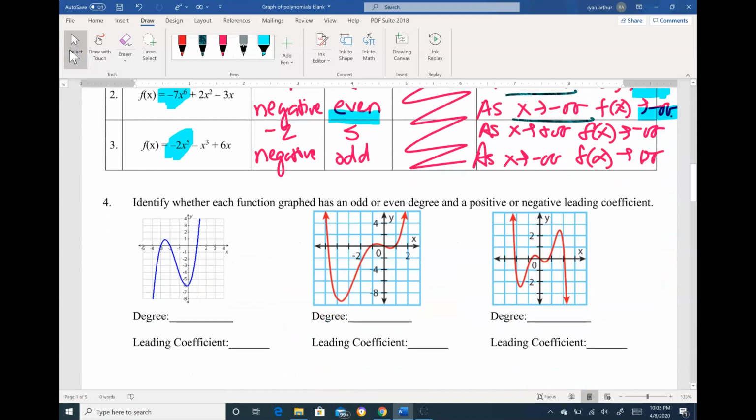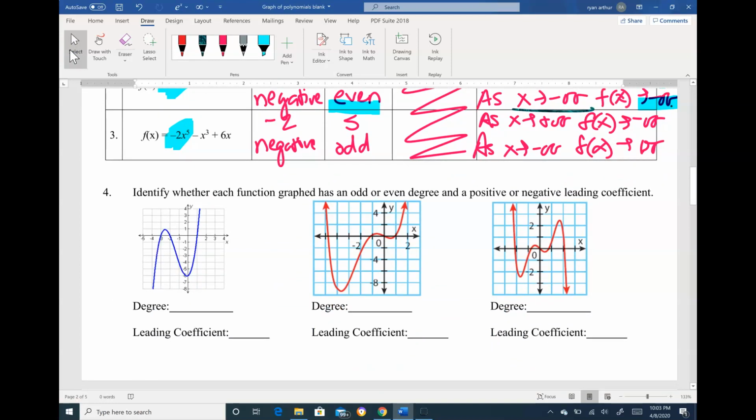All right, now we're going to look here to find the degree and the leading coefficient. Now, you can find the degree 2 different ways. You can find the degree by doing the turning points plus 1. So I have 1, 2 turning points, and my degree is 3.